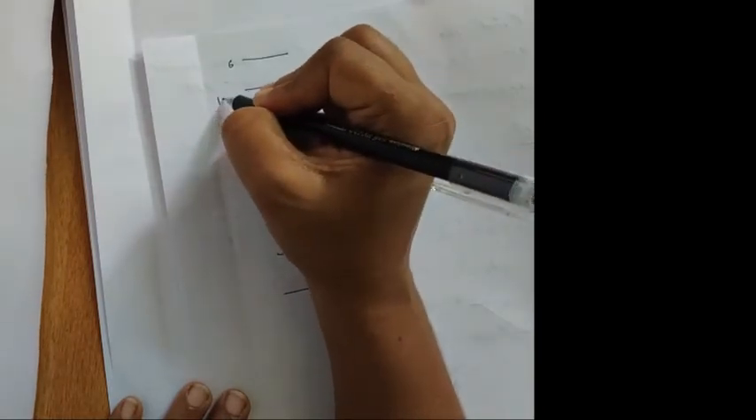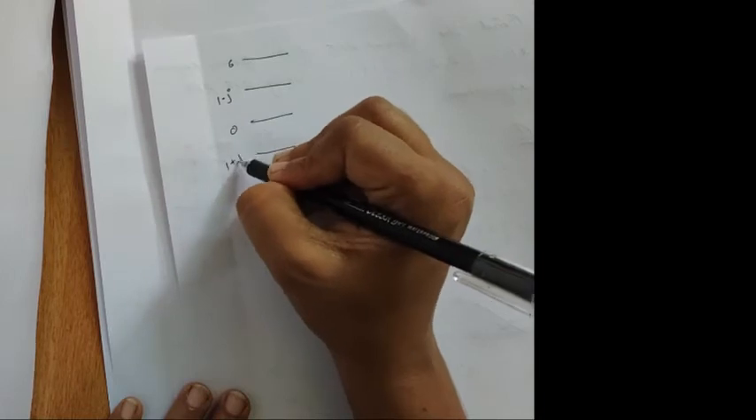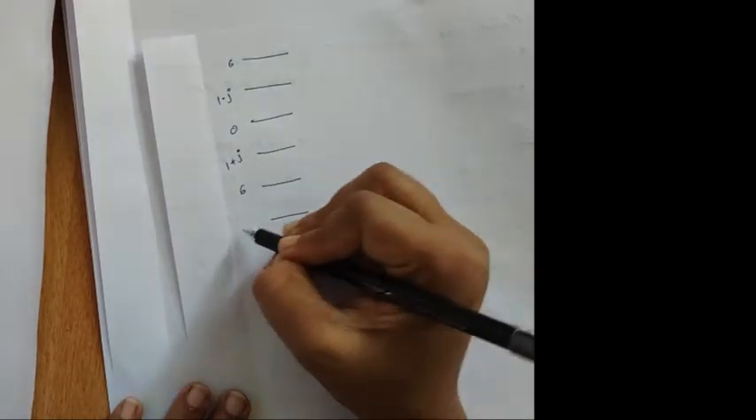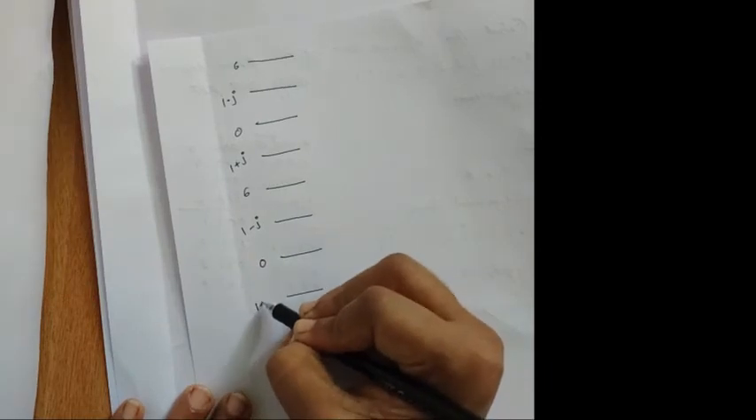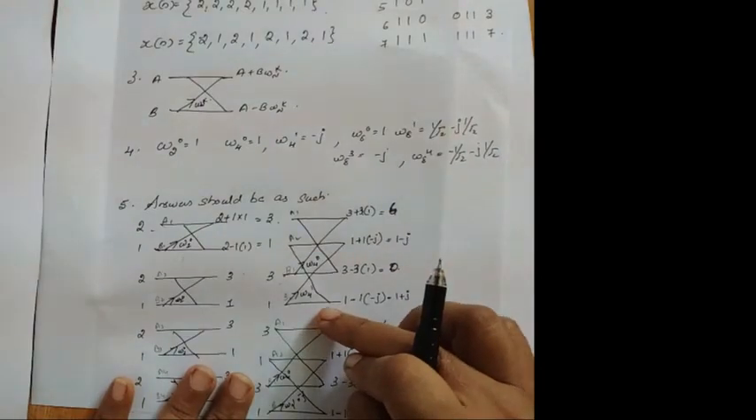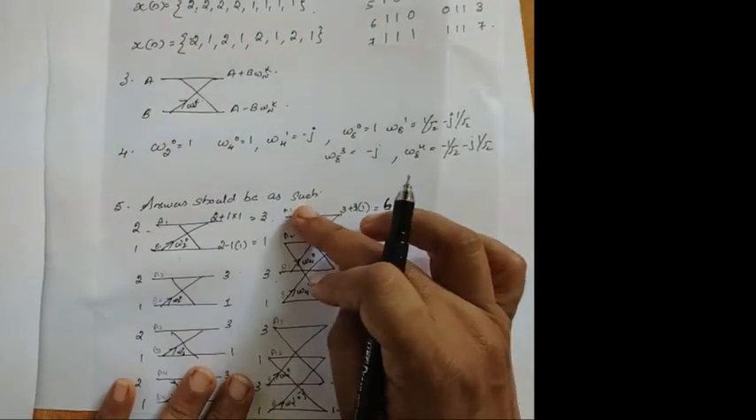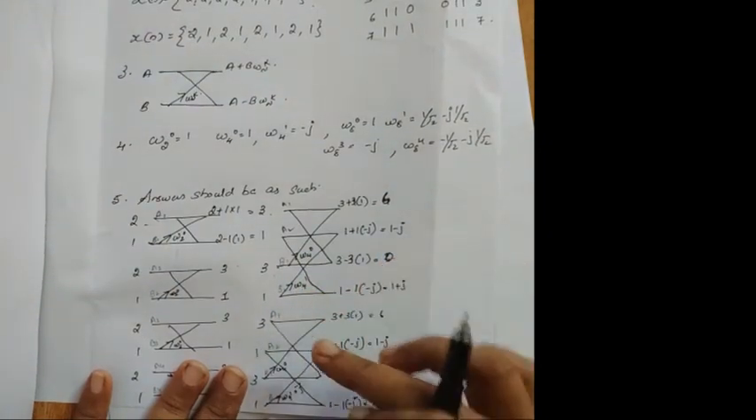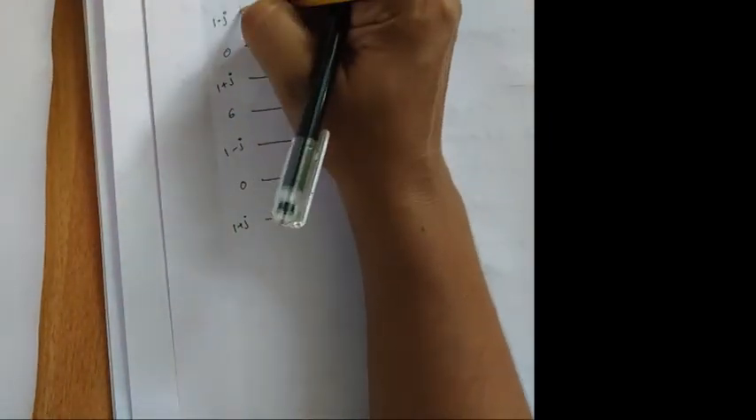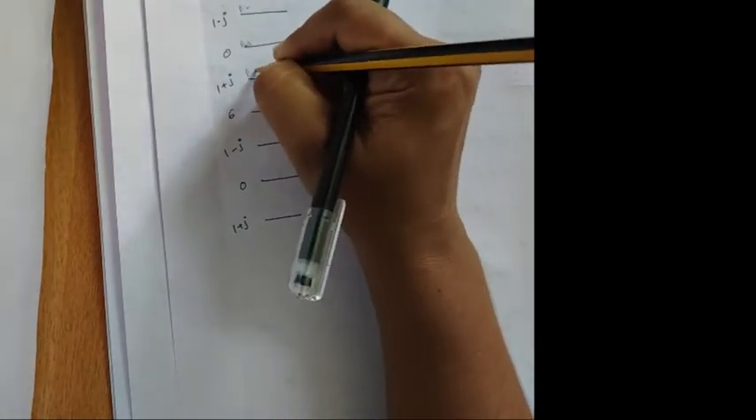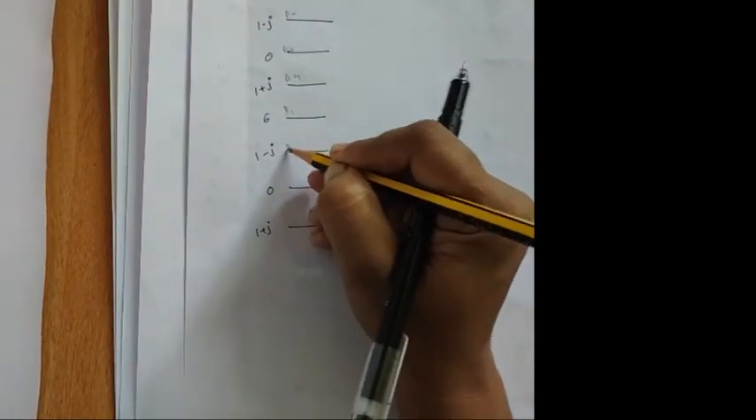Value that I got over here is 6, 1 minus j, 0, 1 plus j, 6, 1 minus j, 0, 1 plus j. Now here you are going to perform, you can see a gap over here. Now you are going to combine these things as A1, A2, A3, A4 and B1, B2, B3, B4. Okay. So here it will come A1, A2, A3, A4, B1, B2, B3, B4.